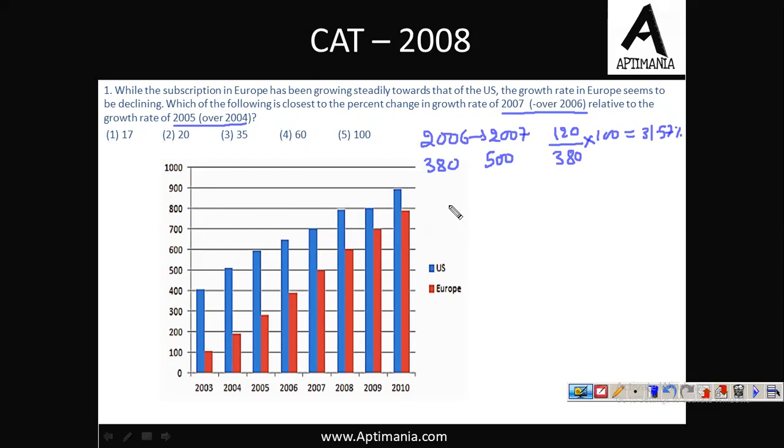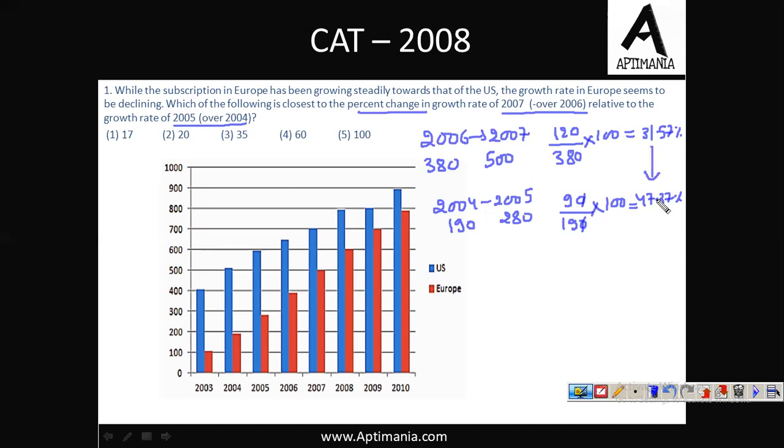Fine. Now let us talk about the growth from 2004 to 2005. Now the value in 2004 is close to 190. Fine. And in 2005, it is close to 280. So the growth is of 90 over 190. So in terms of percentage, this is almost 47.37%. Now we need to find the percentage change in this value to this value.